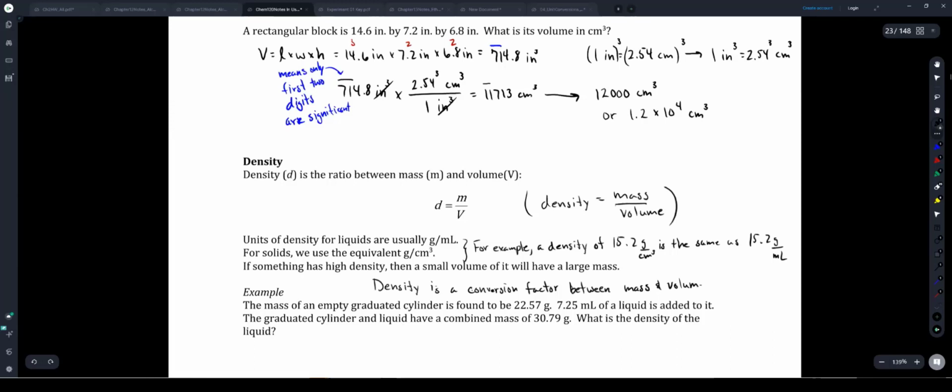So in other words, if I know the density and I know the mass, I can always find the volume. And if I know the density and the volume, I can always find the mass. And of course, if I know the mass and the volume, I can always find the density. Just make sure you don't get these upside down, okay? Always mass over volume.